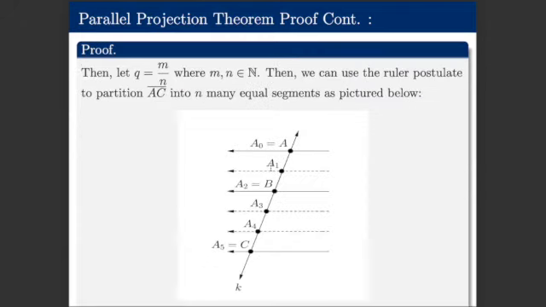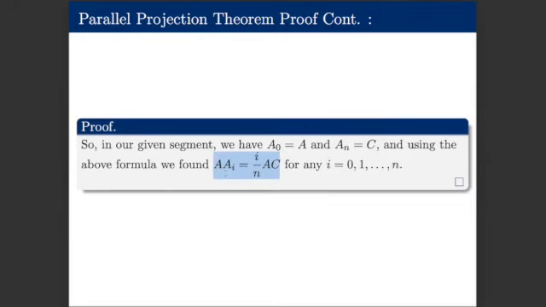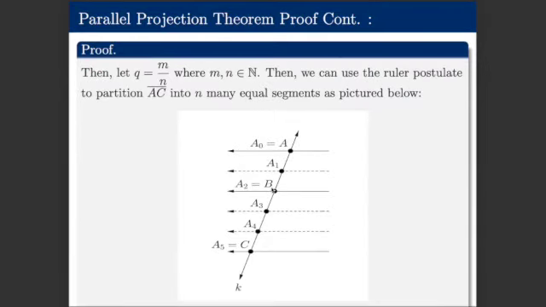So for example, coming back here, if our i was 2, so we're going from A0 to A2, or from A to A2, then the formula is saying that A to A2 is 2 over 5 AC. We know AC is 5, so we'd get A to A2 is 2, which is correct.